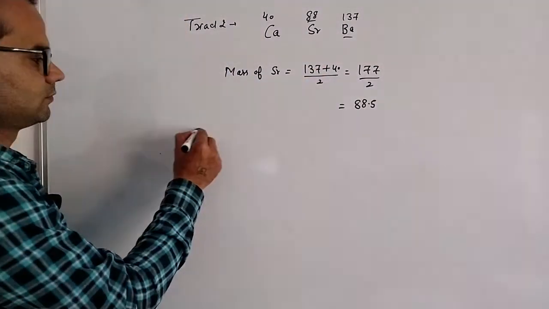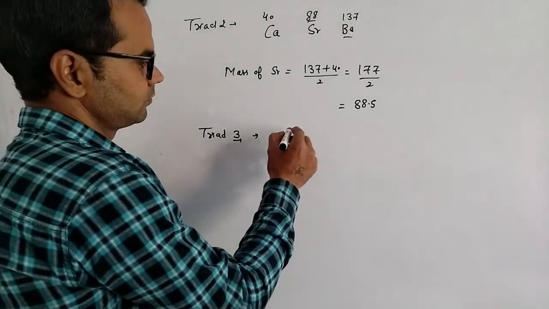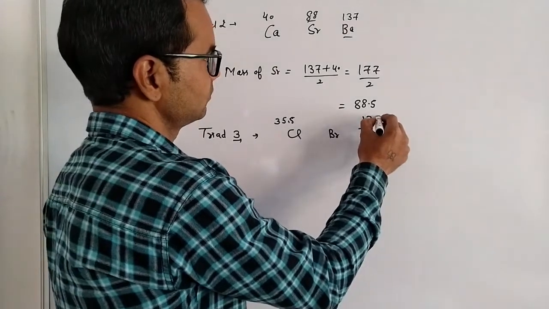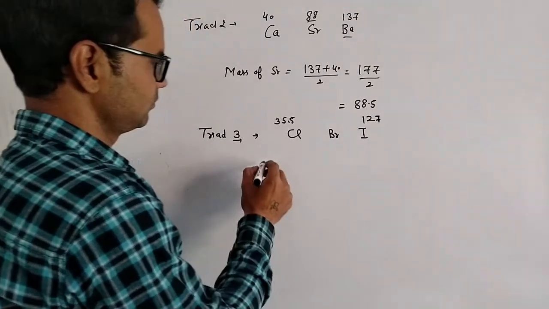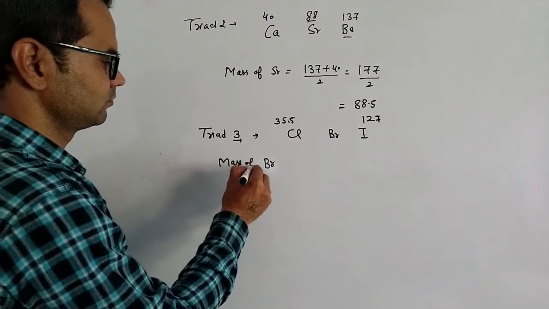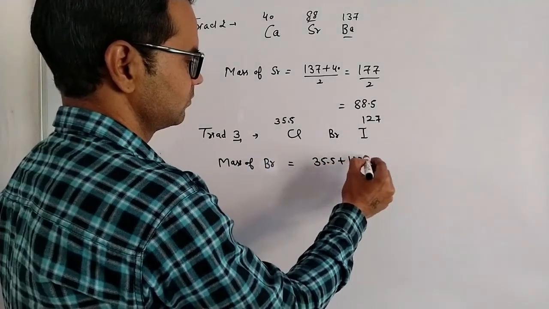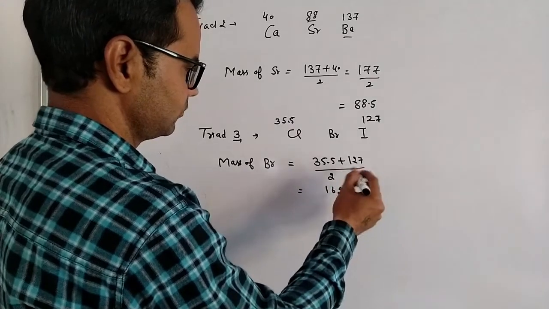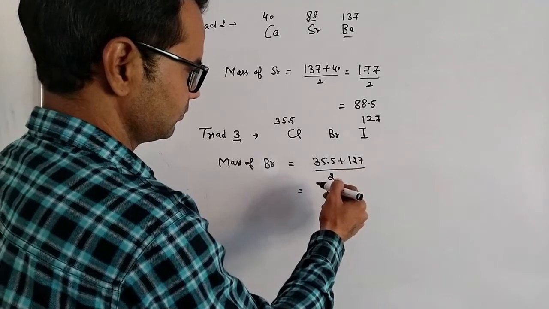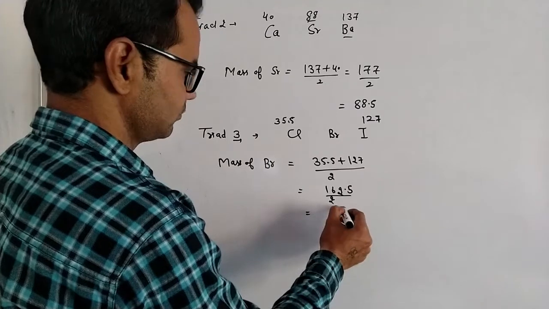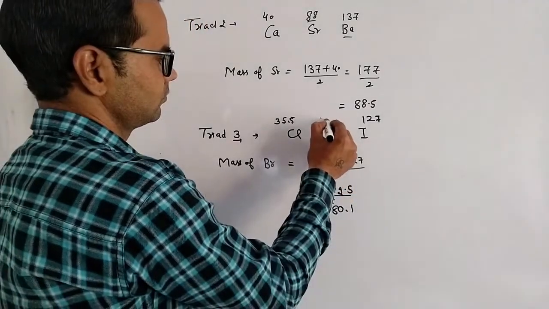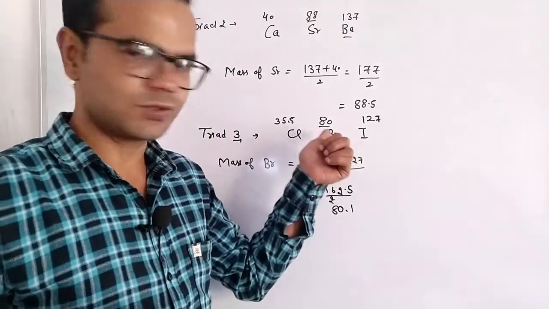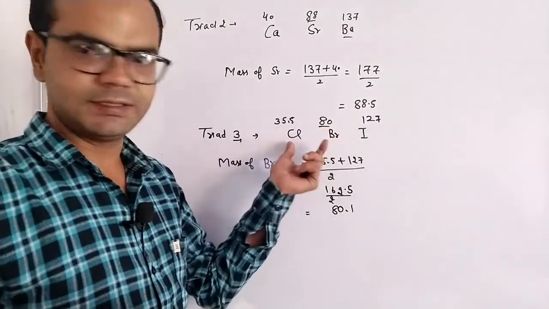Third triad was... So according to triad law, mass must be 80 point something and its actual mass is 79.9, almost 80. So the third triad was also absolutely right. Now all these three are non-metals.